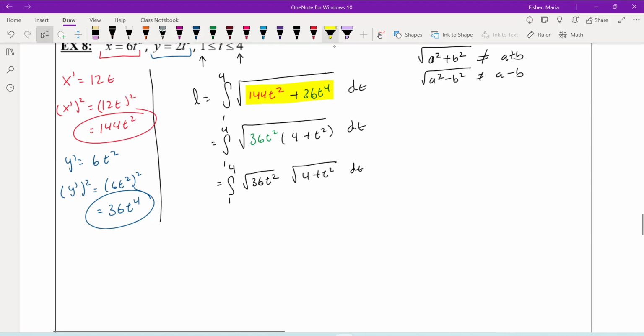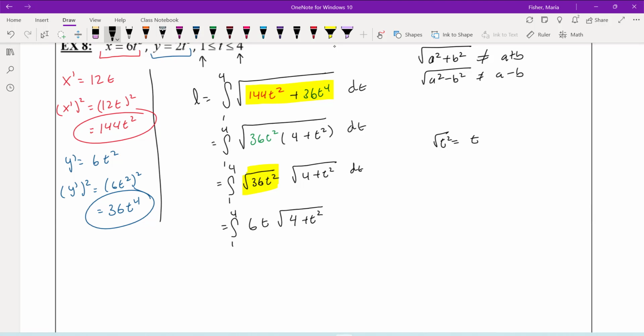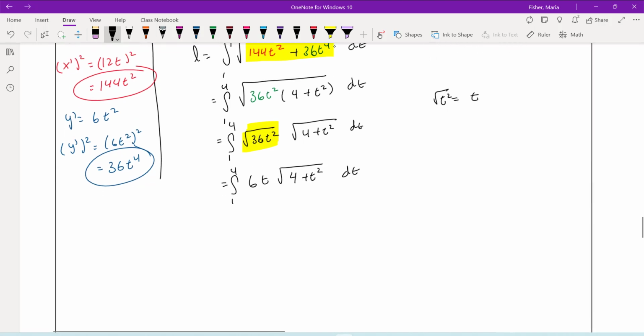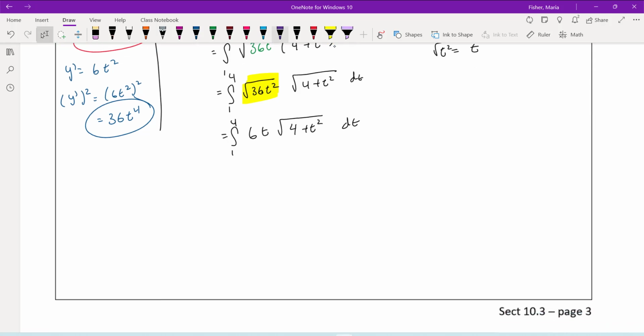Now if we clean this up, we know that it would equal, well, the square root of 36 is 6, and the square root of t squared, on the interval from 1 to 4, would end up being a positive t because your limits of integration are positive. So that would be 6t and then times the square root of 4 plus t squared dt. Now this becomes a u substitution problem. What would u equal? U would equal what's underneath your radical. In this case, u is equal to 4 plus t squared.